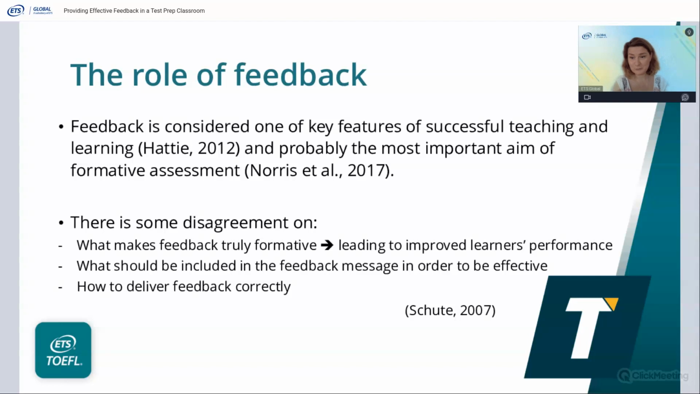Does it matter what we say? Of course it does, or does it matter how we provide it, in what form? These are all things to consider. And then how to deliver feedback correctly. So these are some of the questions where there still seems to be some disagreement, and depending on which authors you follow, you can see different recommendations.